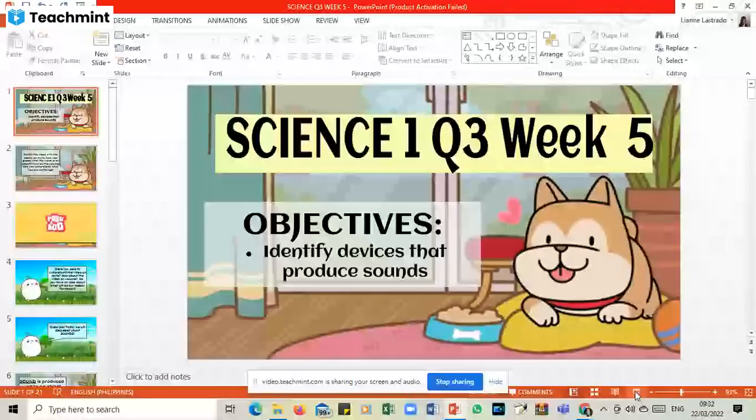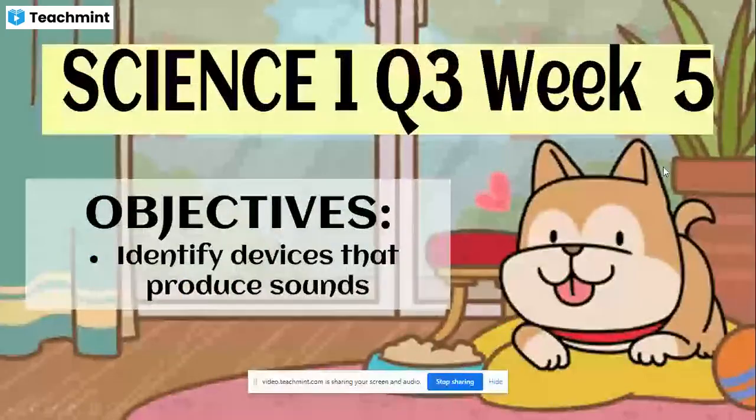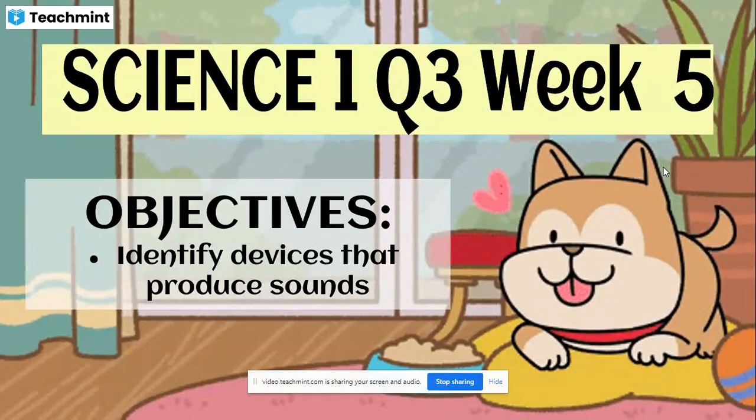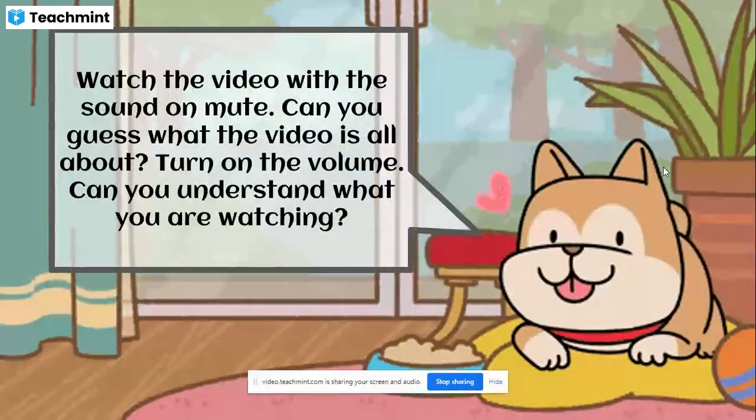We're on week 5 of our lesson, and our objective for this week is to identify devices that produce sounds. So we are going to discuss sounds. For now, Grade 1, you will watch the video with the sound on mute. When we say on mute, wala siyang sound, okay? Later on, I will ask if you can guess what the video is all about. Then after watching the video without sound, I will turn it on and ask if you were able to understand what you are watching.